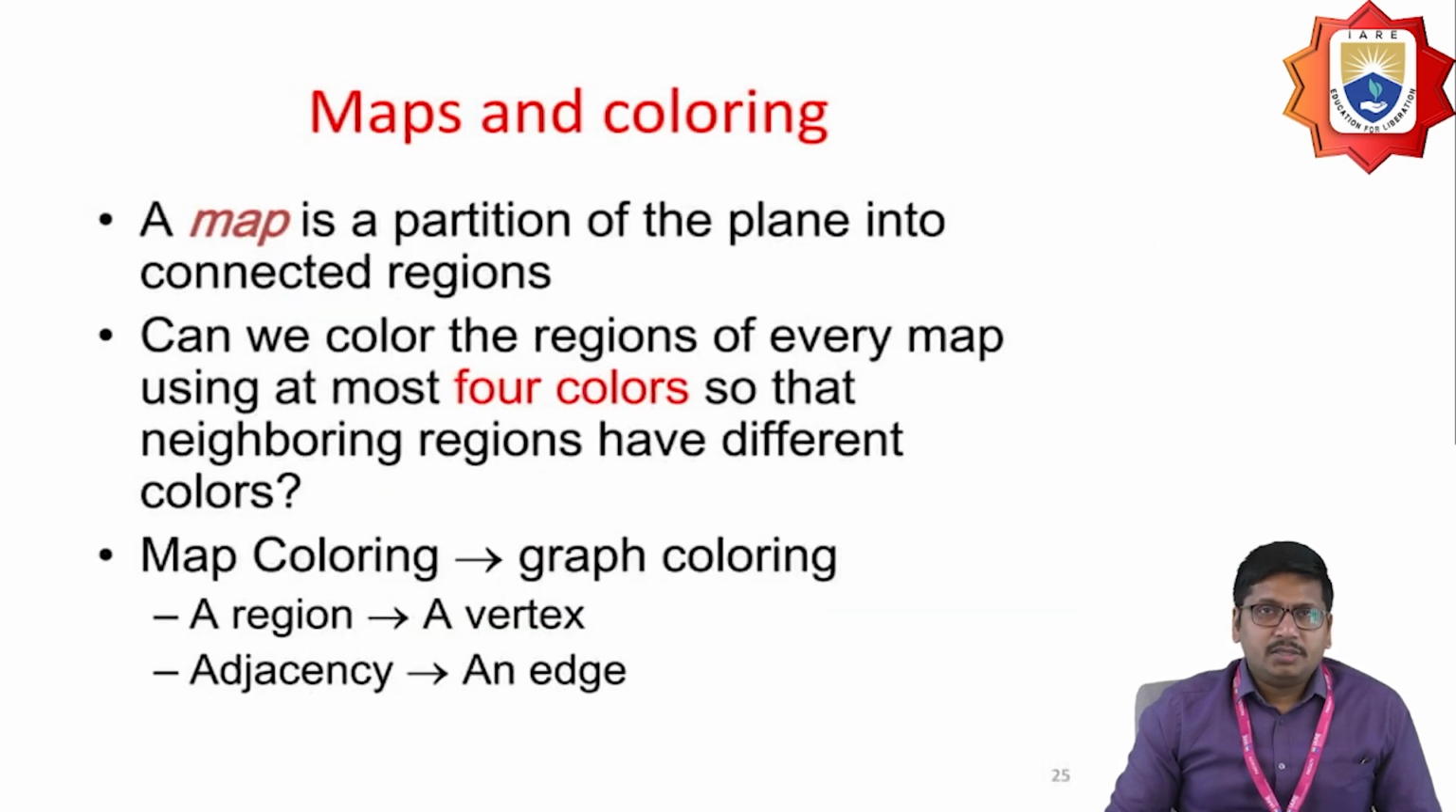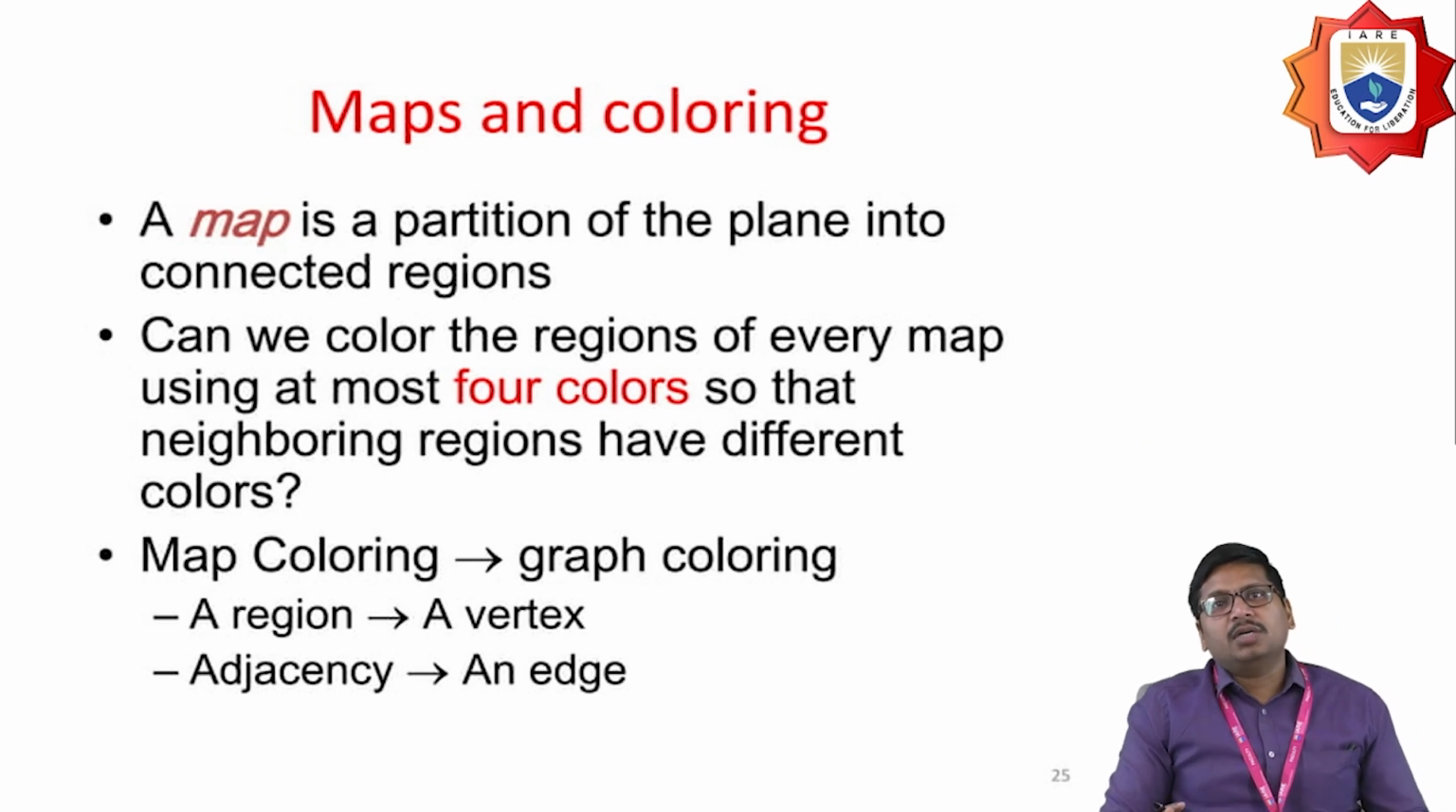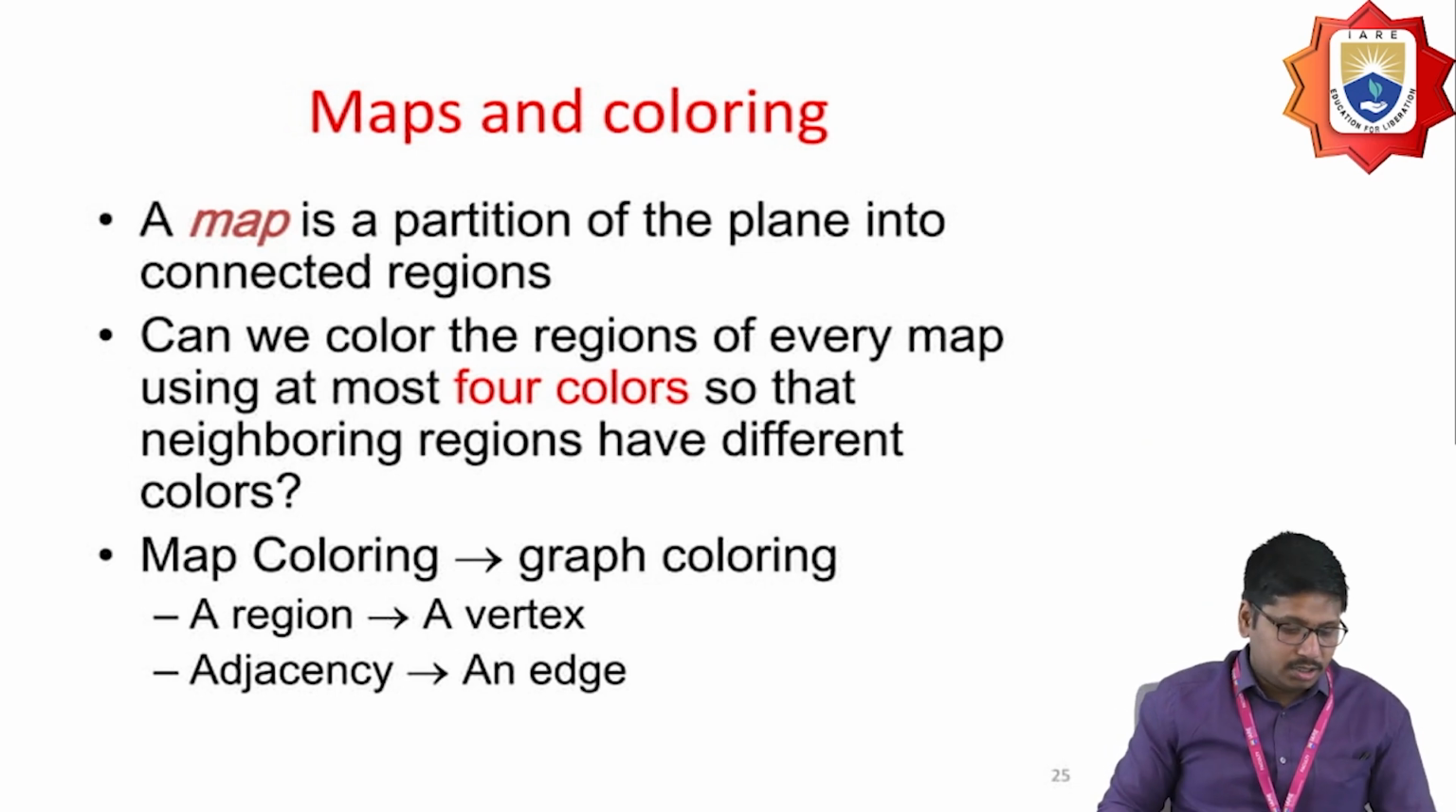Map coloring. A map is nothing but the partition of the plane into connected regions. You can color the regions of every map with at most four colors, so that neighboring regions have different colors. Map coloring is also like graph coloring, such that the regions are considered as vertices in this case, and adjacency is considered as an edge.